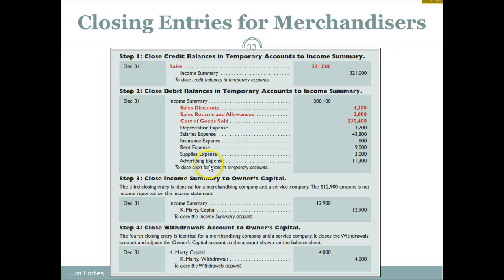And so you have a variety of expenses here that you're closing out for that period. And then you move everything over to the owner's capital account, and then you take away the withdrawals. So the only change from the prior one is now we have more expense items that we're taking away.